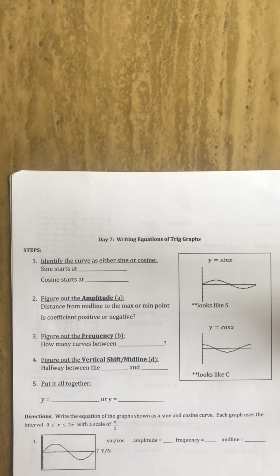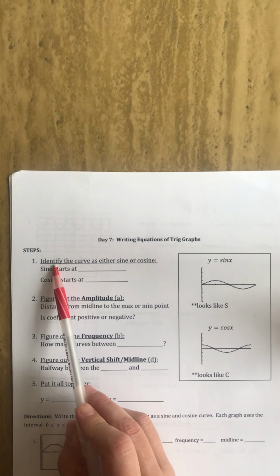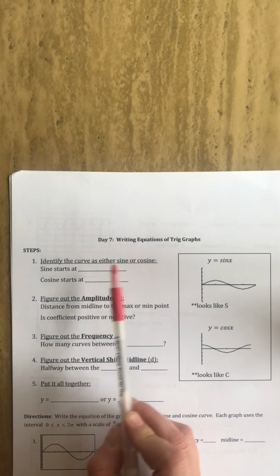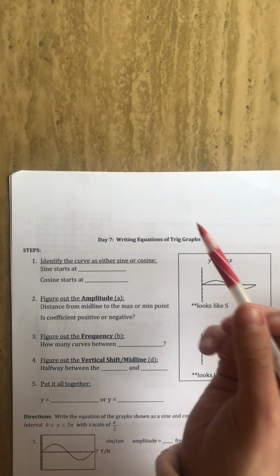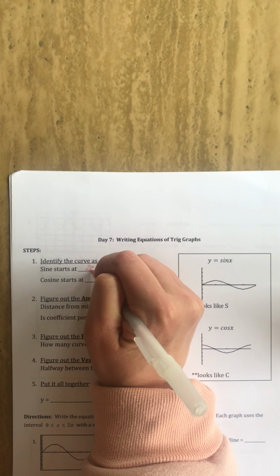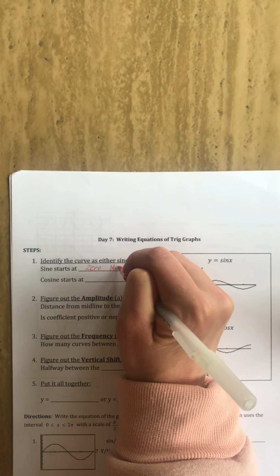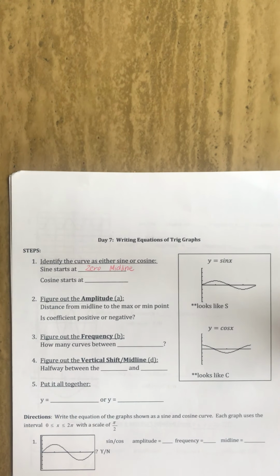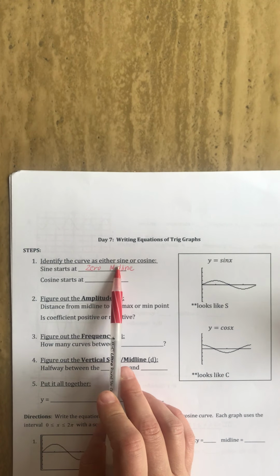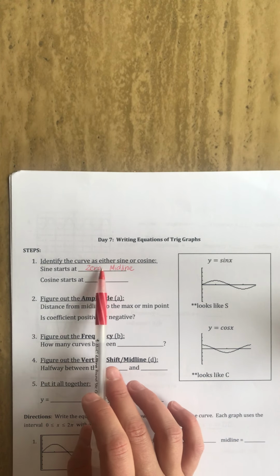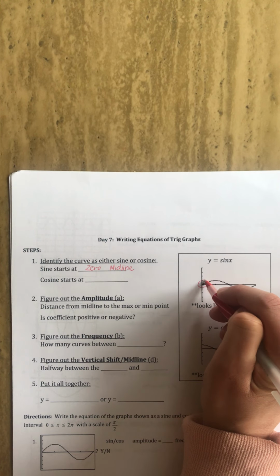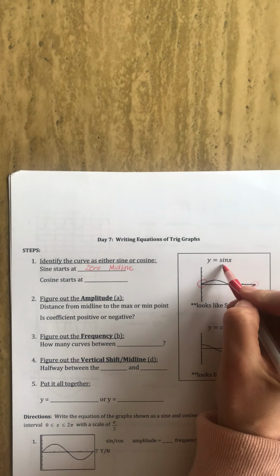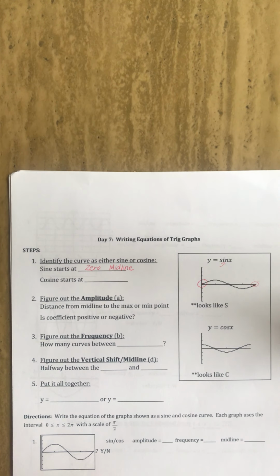Okay, so when we go ahead and write equations of the trig function, you need to identify what curve it is. Is it sine or cosine? So within all the notes, we always say that sine starts at 0, which is the midline, okay? Now, when there's a shift, that midline does change a little bit, so just be careful with that, okay? So this right here, you guys will see it starts at 0, it ends at 0. We can see that this is the sine curve, okay?